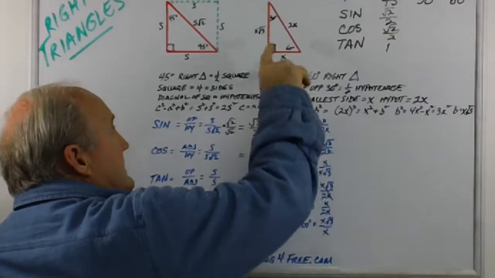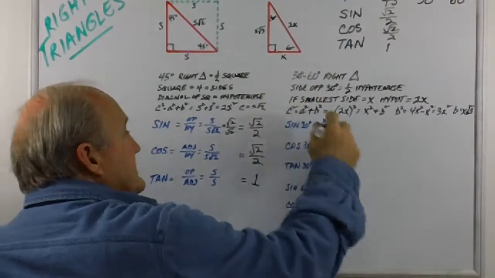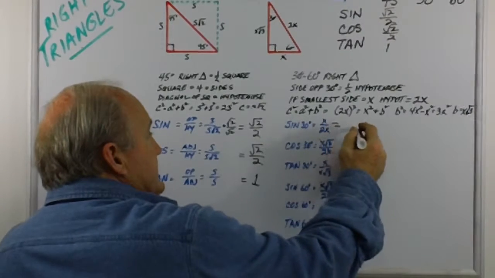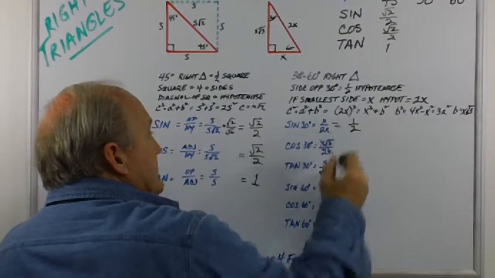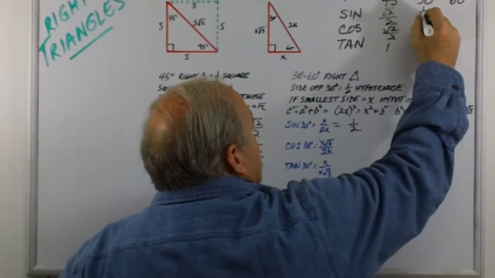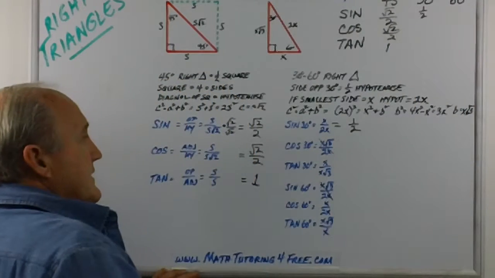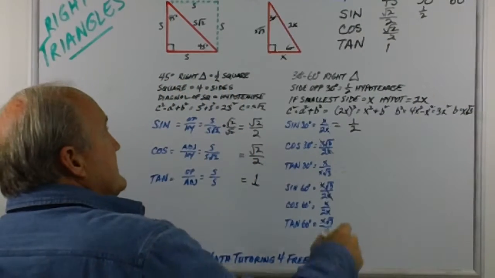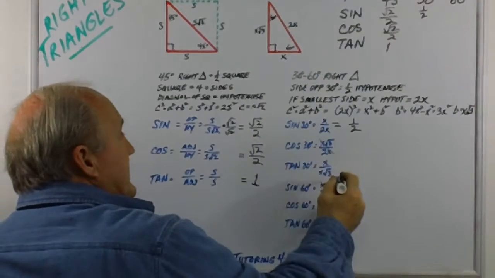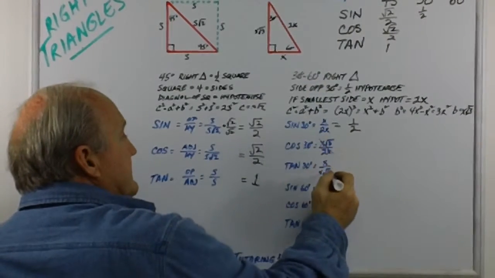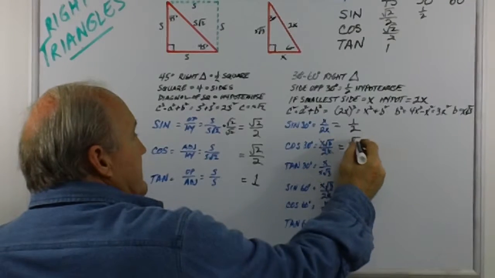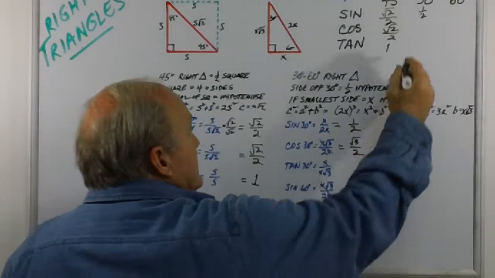The sine is opposite over the hypotenuse, so we have x over 2x. The x's cancel, so that's equal to 1/2. So the sine of 30 degrees is 1/2. The cosine is the adjacent over the hypotenuse: x times the square root of 3 over 2x, the x's cancel. We end up with the square root of 3 over 2.